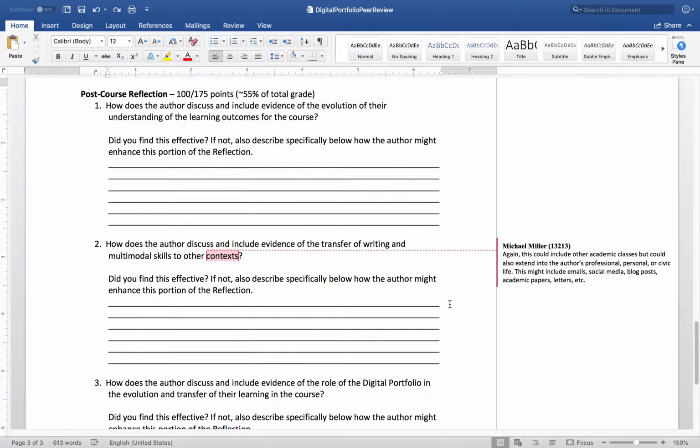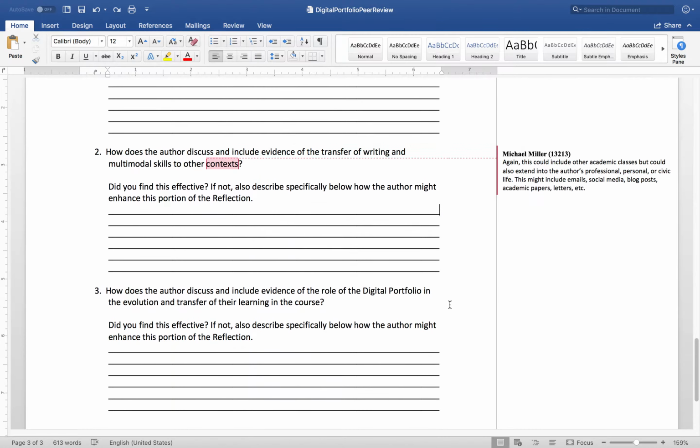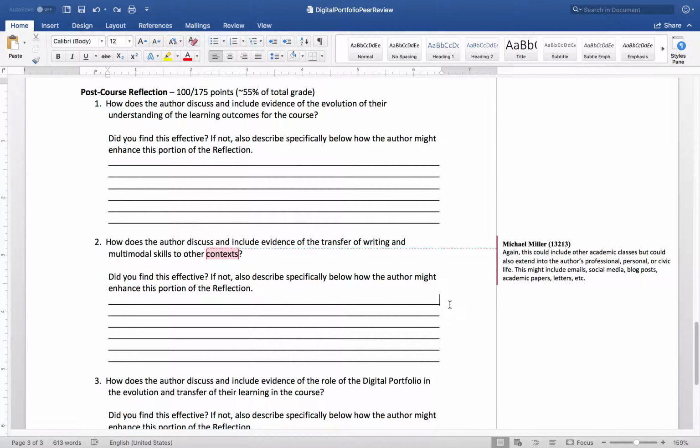If you aren't taking any other courses or maybe you're not employed, if this is the only class you're in, think about, in your personal life or even in your civic life, what other types of writing and meaning making have you done? Other than that, the other questions are hopefully a little bit more clear, but again, I just wanted to address some of the jargon that we include here.